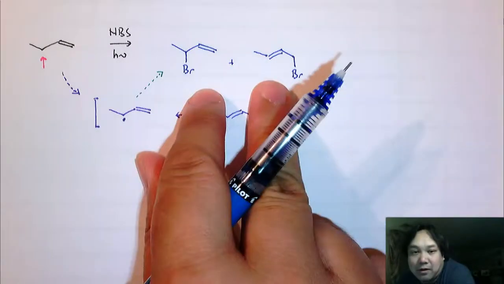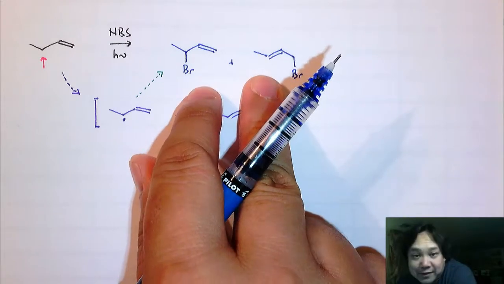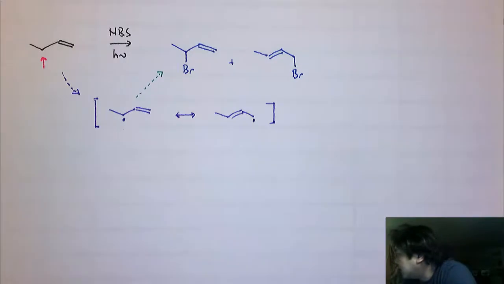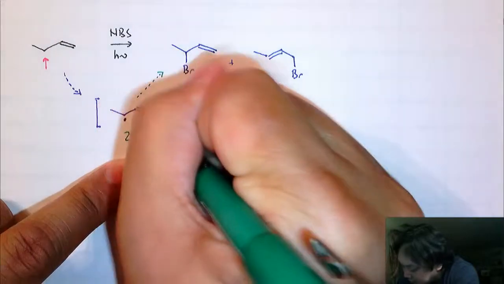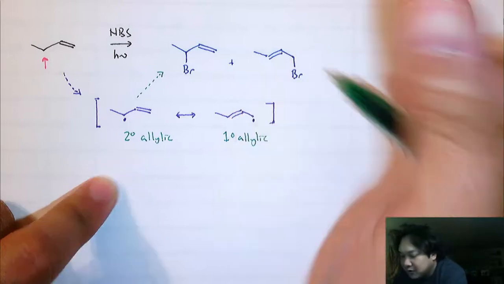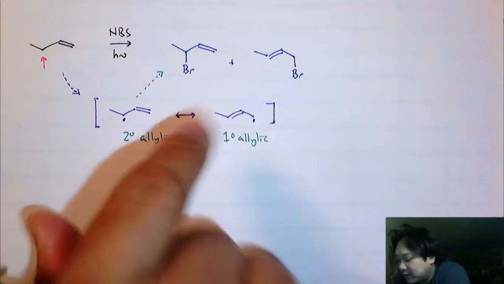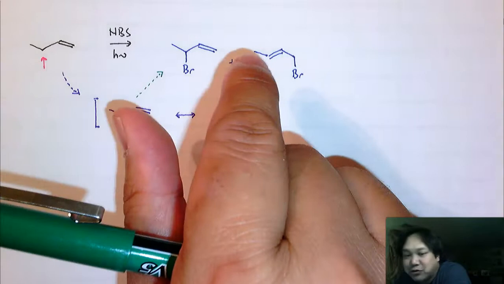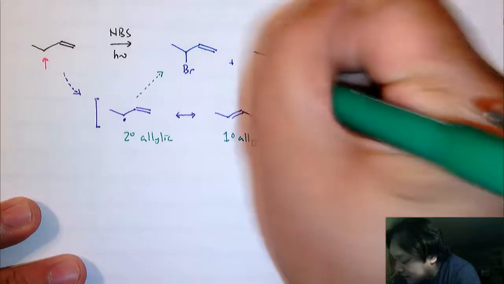These two are the products, and they're both valid. But in terms of the major product, this is where it gets a little bit tricky. You notice that this is a secondary allylic, and this is a primary allylic. True, this is the major contributor in this resonance. But when you decide the major product, you don't go by the radical stability, you go by the alkene stability.